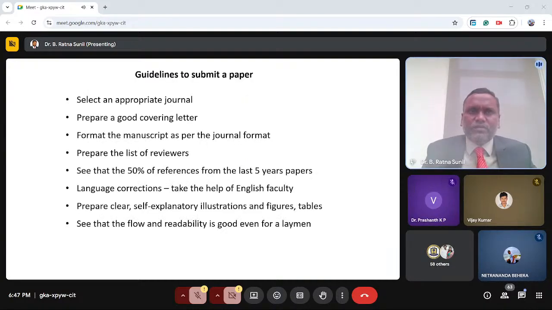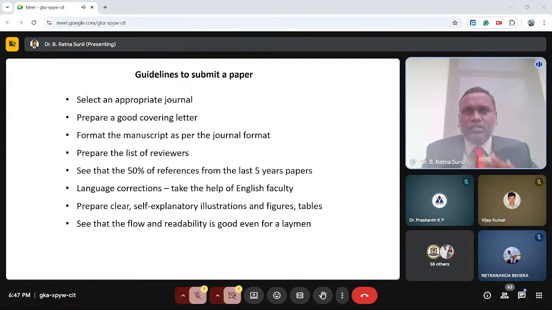And guidelines to submit a paper. Select an appropriate journal and prepare a good covering letter. When it comes to the covering letter, don't spend too much time on it. Believe me, the same covering letter I have been using for my entire career. I simply change the journal name, the title, and what the paper discusses in the covering letter. Everything else remains the same.